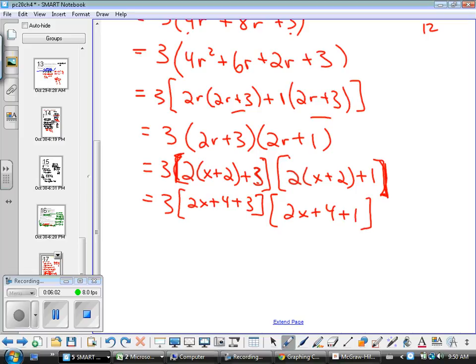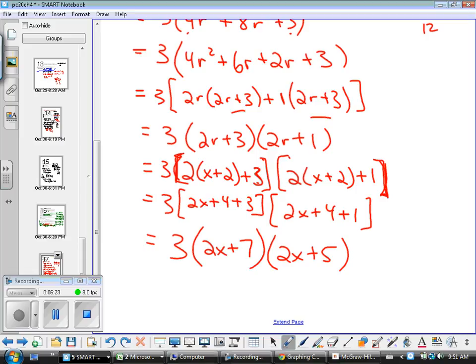So to write it, our final answer here is going to be 3 times (2x plus 7) times (2x plus 5). And so that's the factored form. So it's really not as complicated as you might think.